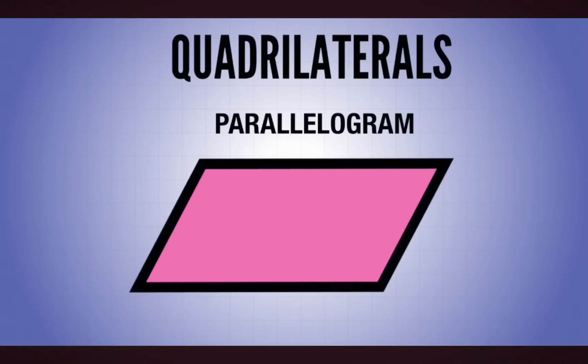First up is a parallelogram. A parallelogram means that both pairs of opposite sides are parallel. What that means is if these were extended on forever, they would never touch, and the same with these. It also means that both pairs of opposite sides are equal. So these two sides are the same length, and these two sides are the same length. And just like I said before, all the angles inside would add up to 360.